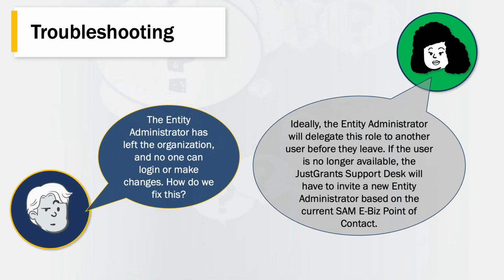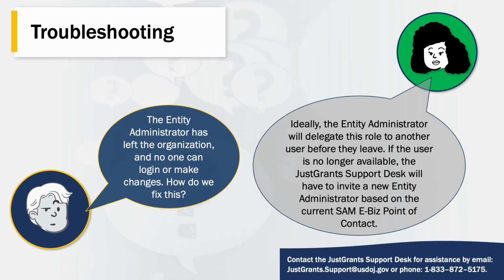Keep in mind, if an entity administrator leaves your organization without reassigning, no one will be able to update user records or assign work. The best way to fix this is to update the eBiz point of contact in SAM.gov, then contact the JUST Grants support desk. That updated eBiz POC will be assigned as the entity administrator. In a few minutes, we'll demonstrate how easy it is for an entity administrator to reassign that role prior to leaving for a vacation, medical leave, or permanent leave.